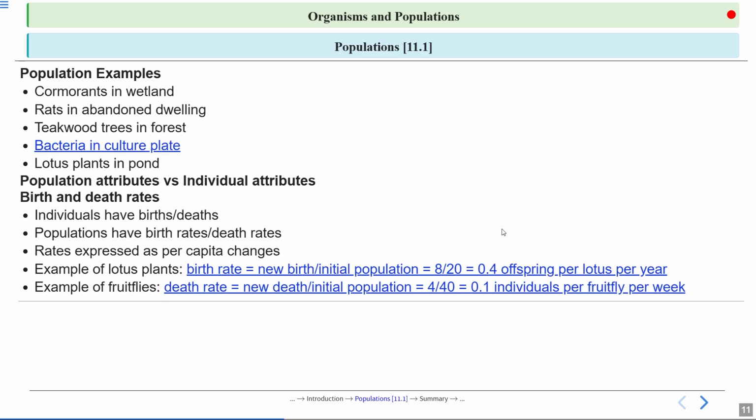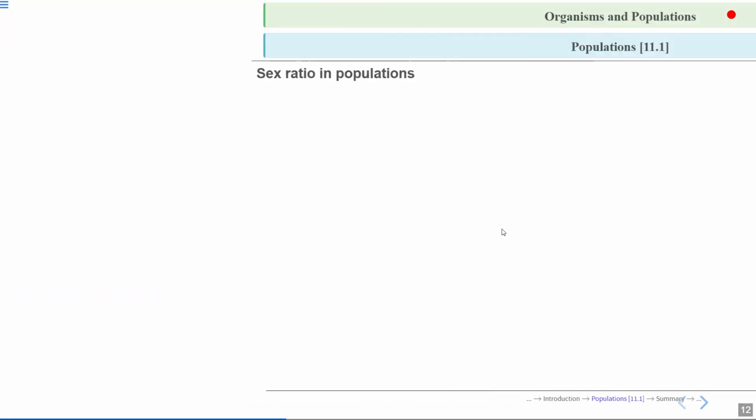Now let's calculate the death rate. We are taking the example of fruit flies. The formula for death rate will be new deaths divided by the initial population. Suppose the fruit flies that died were 4, initial population was 40, so the answer will be 0.1 individuals per fruit fly per week. This is the death rate. So death rate is basically the number of deaths divided by the initial population. Birth rate is new births, number of individuals added, divided by the initial population.